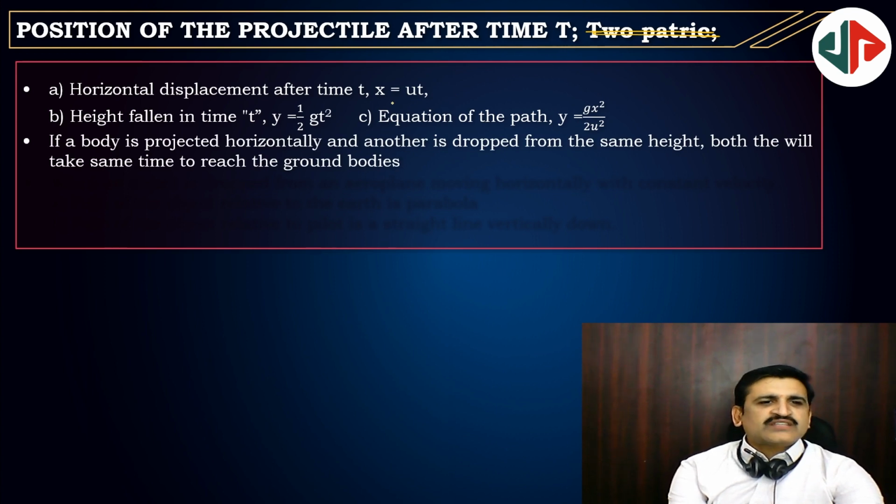If a body is projected horizontally and another is dropped from the same height, both will take the same time to reach the ground. What is that? One is a freely falling body, and one is a horizontally projected body. In the vertical direction, both should be treated as freely falling bodies, so obviously they take the same time.